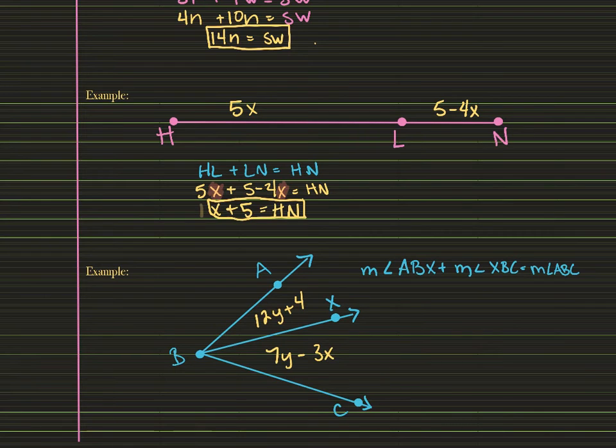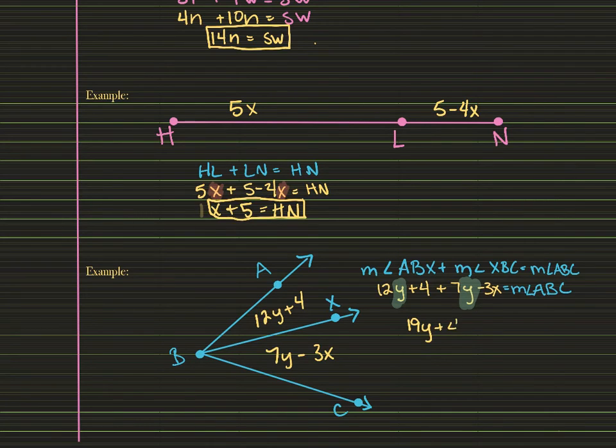So just like before, we're going to take our two smaller parts and add them together to get the total. I'm going to substitute the expressions that I know. So I know that ABX is equal to 12y plus 4, and XBC is equal to 7y minus 3. So I'll set those two up, and I know that they add to equal the measure of angle ABC. And now I'm going to work to identify my like terms. All right, so the first thing I notice is that I have repeating y values. So I'm going to take 12 and 7 and add them together to get 19y.